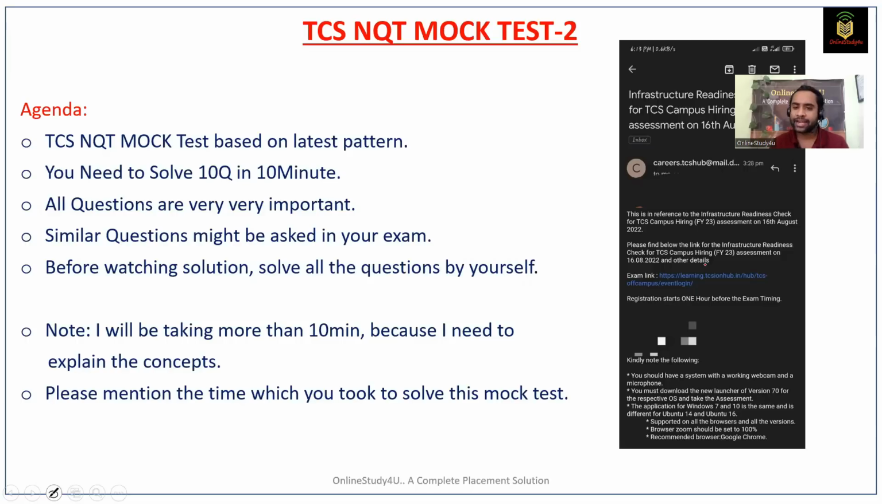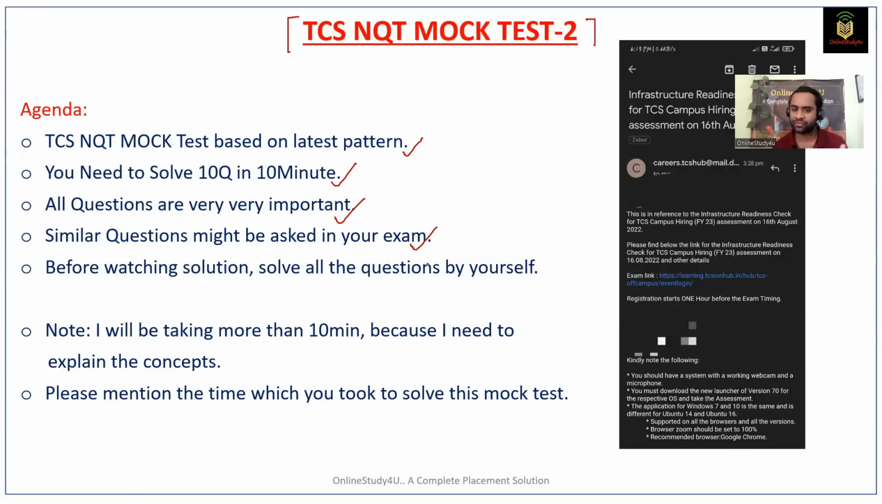Friends, as you know, TCS has announced the exam date, so that is the reason we have started with the TCS NQT mock test series, and this is the second part of the mock test. In this video, we are going to solve the TCS NQT mock test based on the latest pattern. You need to solve 10 questions in 10 minutes. All questions are very important, and similar or the same questions might be asked in your exam.